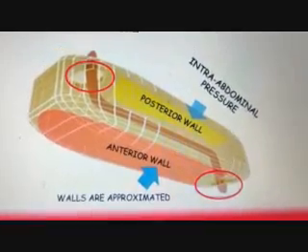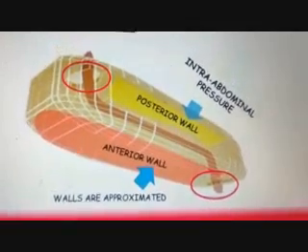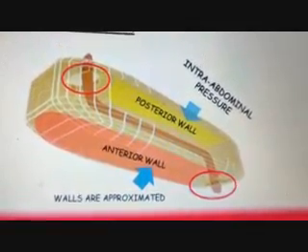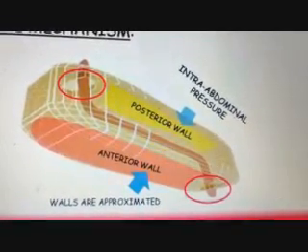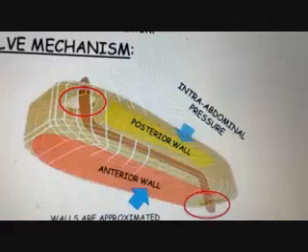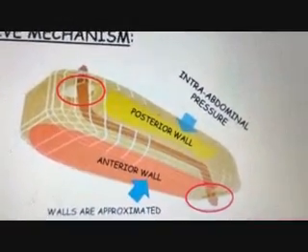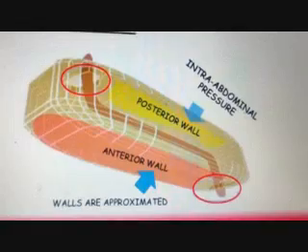Coming to the mechanisms of maintaining the integrity of the inguinal canal, first is the flap valve mechanism. The canal is oblique, so its deep and superficial inguinal rings do not lie opposite to each other. As a result, when there's an increase in the intra-abdominal pressure, the anterior and posterior walls of the canal are approximated like a valve. In this diagram, you can see a clear diagram of the flap valve mechanism.